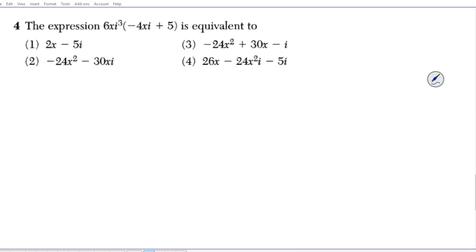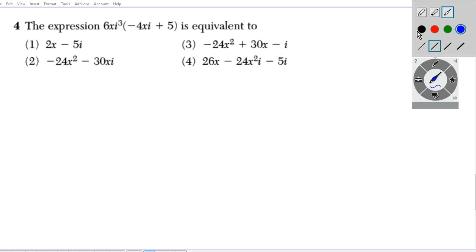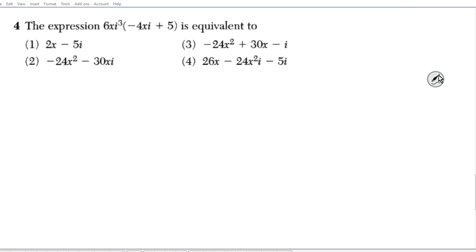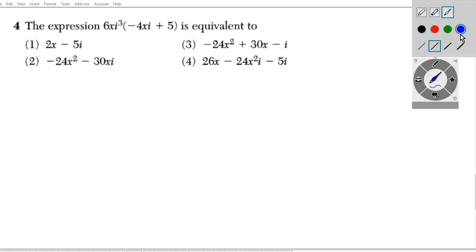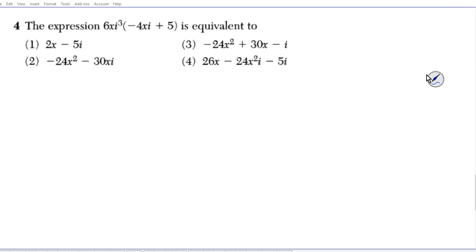Alright, let's take a look at question number 4. We are simplifying complex terms here. The question reads, the expression 6xi to the third times the quantity negative 4xi plus 5 is equivalent to. So something you want to remember concerning simplifying powers of i.